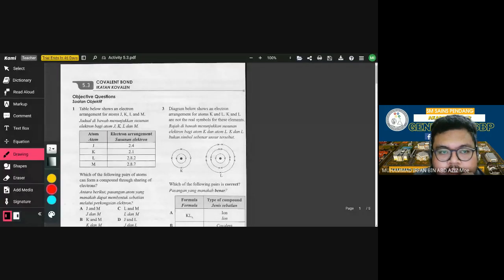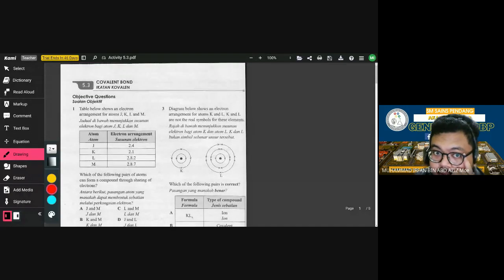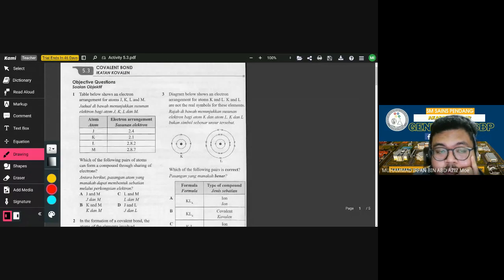Okay, kita akan discuss ni dulu, this question. There are 3 questions untuk objective. Okay, this is 5.3. Alright, number 1. Table below shows an electron arrangement for atoms J, K, L, and M. Okay, cikgu dah record. Okay, so soalan dia tanya, which of the following pairs of atoms can form a compound through sharing of electrons? Okay, mana answer dia?